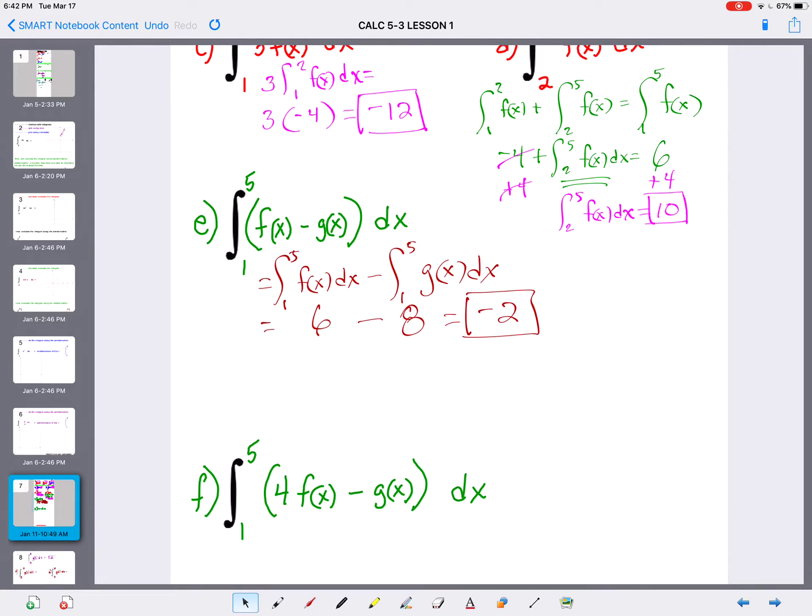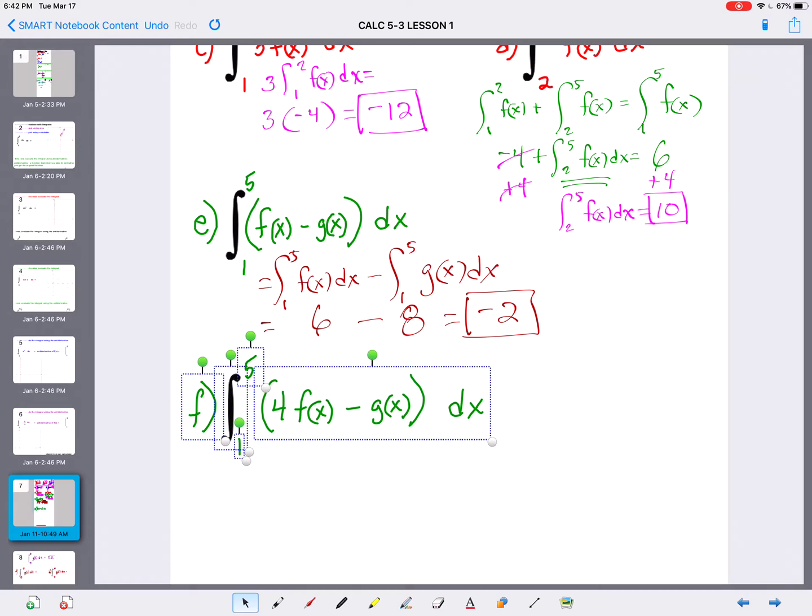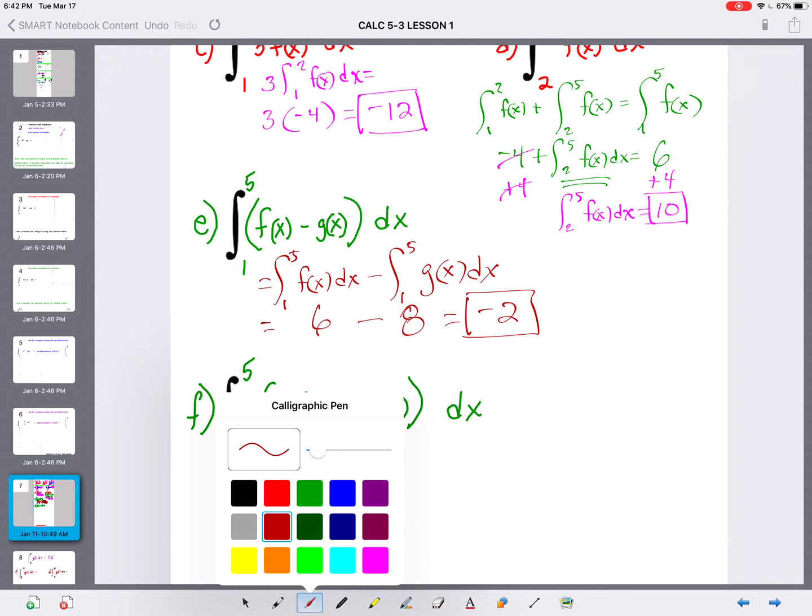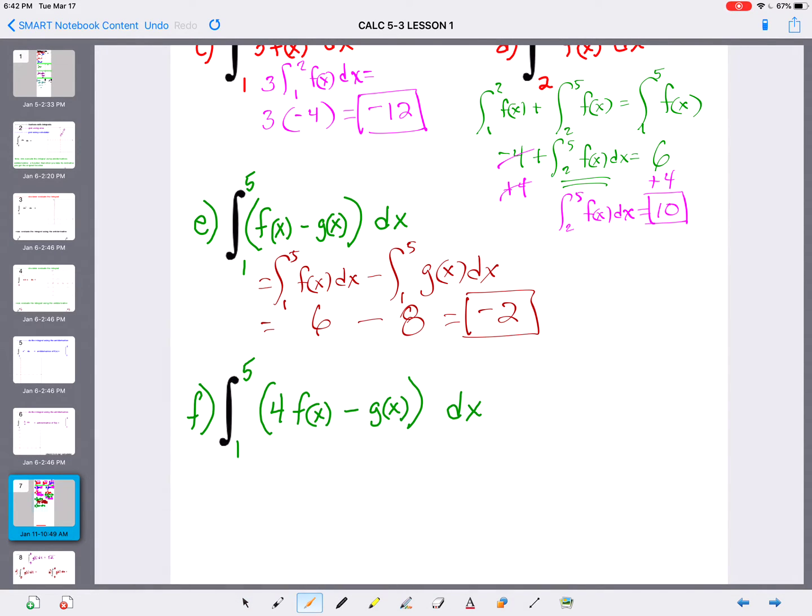Let's make it a little smaller. We could fit it in here. Let's raise it up a little bit. There we go. We got a little room. Okay, let's work on this one here. So now, it's going to be the integral of one function, 4 times one function, minus the other function. Break it up. The integral from 1 to 5 of 4 times f of x dx minus the integral 1 to 5 of g of x dx.